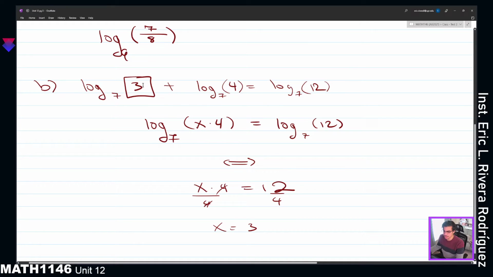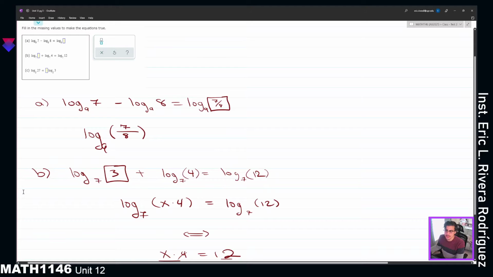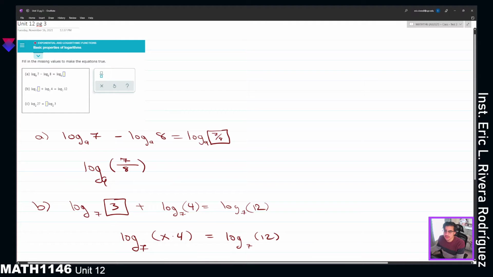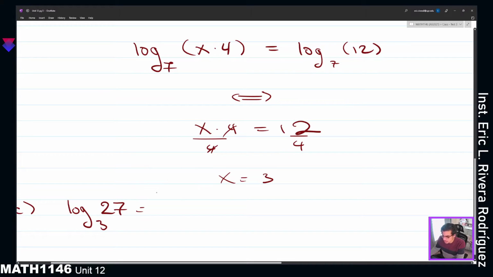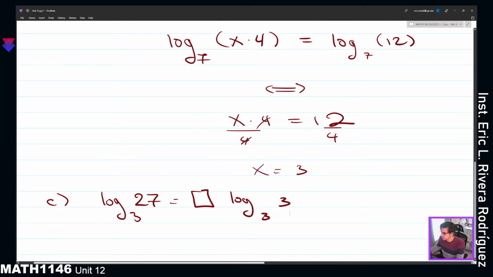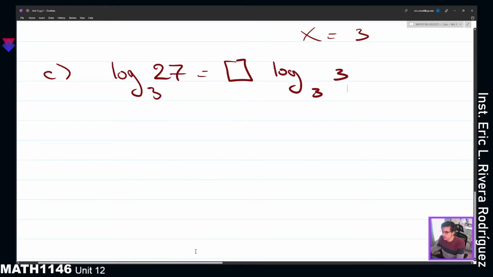Any question on this one? Okay. So C is log base 3 of 27 equals, so we are missing something here, log base 3 of 3. Here we are going to use the power property of the logarithmic function. How are we going to do that?